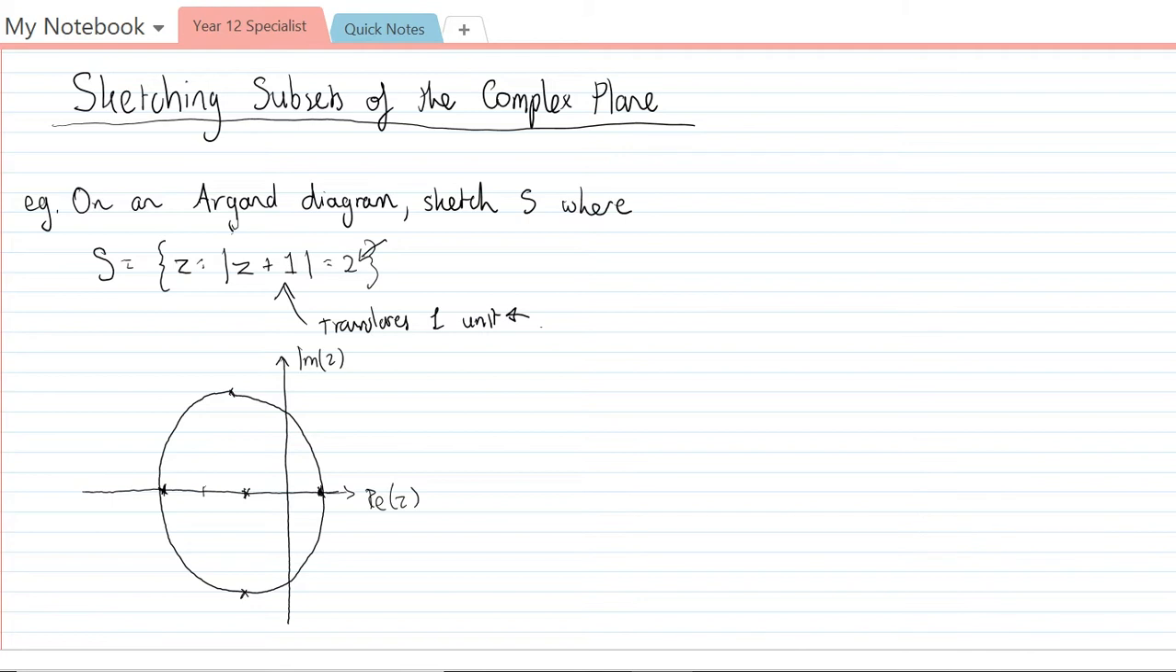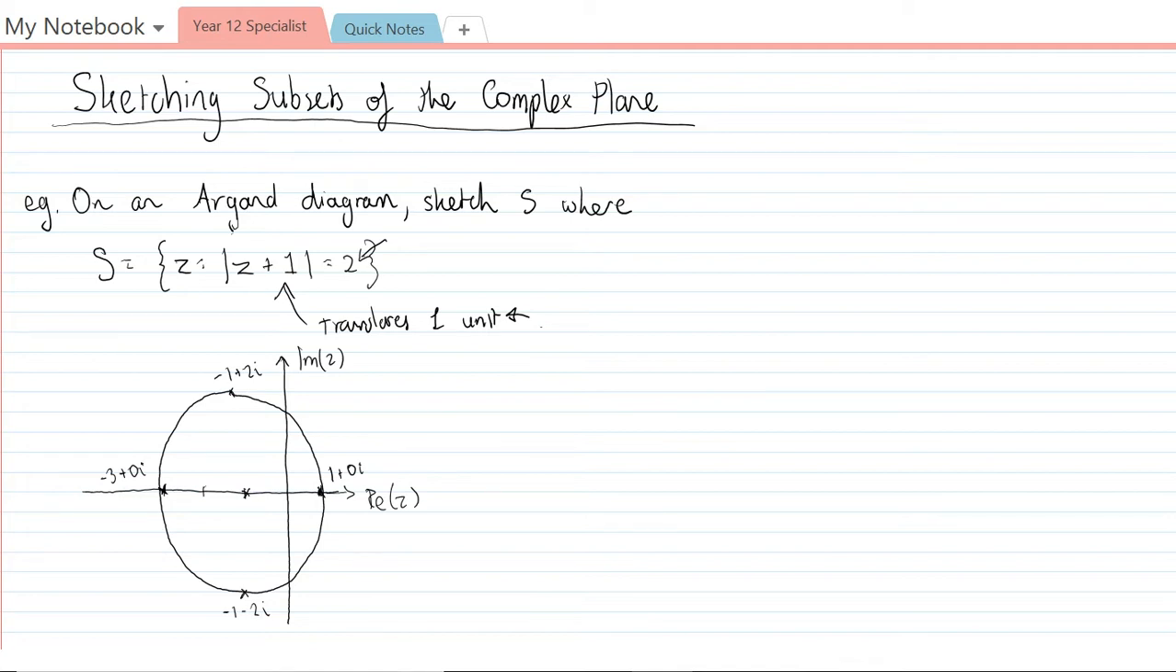And I can label these sort of endpoints of the circle. So this one here is 1 plus 0i. This is negative 1 plus 2i. This is negative 3 plus 0i. And negative 1 minus 2i. And, well, there we have it. So that's a very logical way of arriving at that answer.